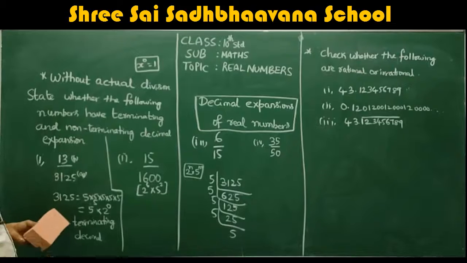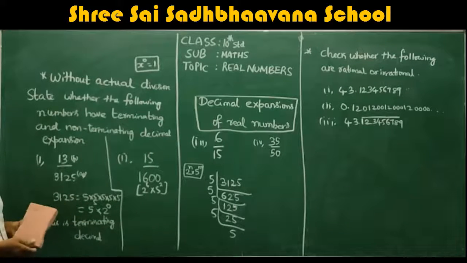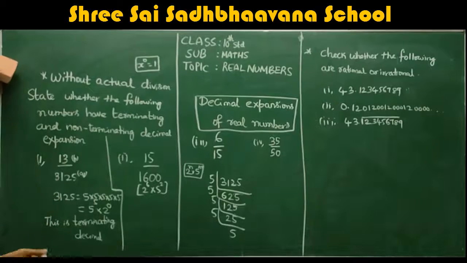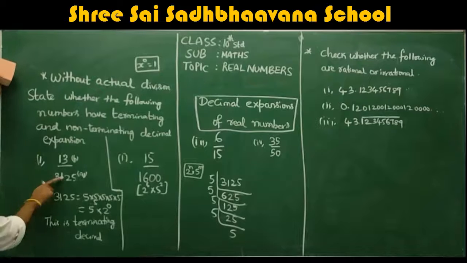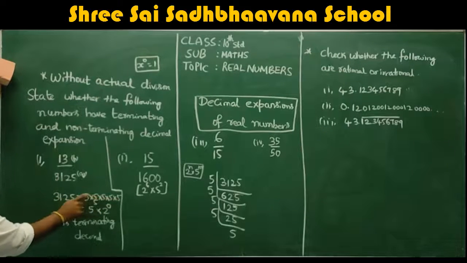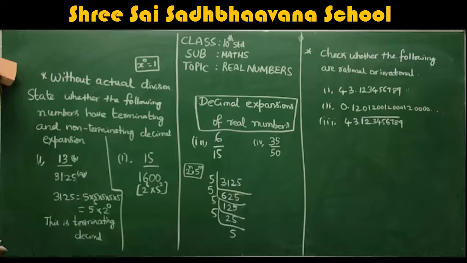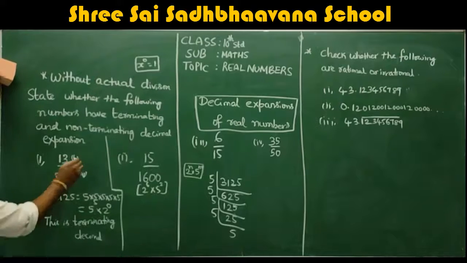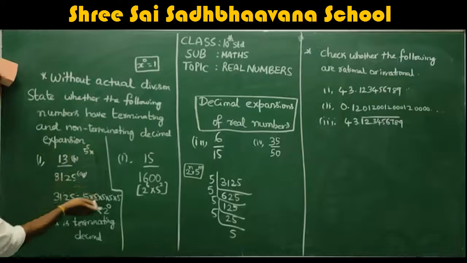The denominator is 3125. You can divide it like that. If you divide, you will get 5 times 5, it means 5 into 5 into 5 like that. If you multiply 5 five times, you will get 3125. How many times is it multiplied? 5 times. So can I write it as 5 power 5? So 5 power 5, and we don't have 2 in that.